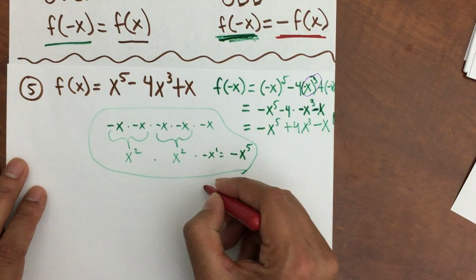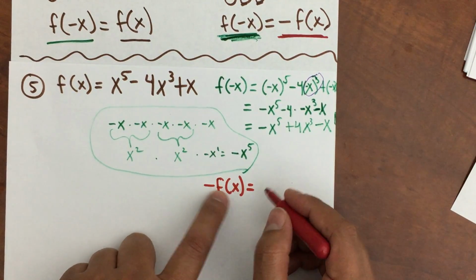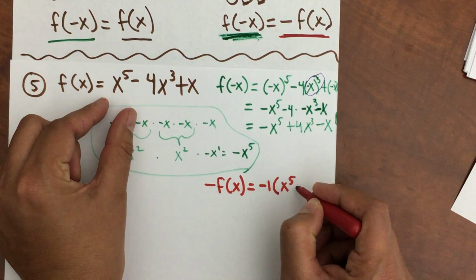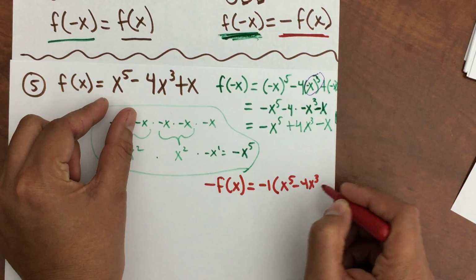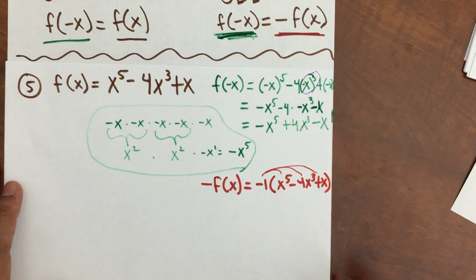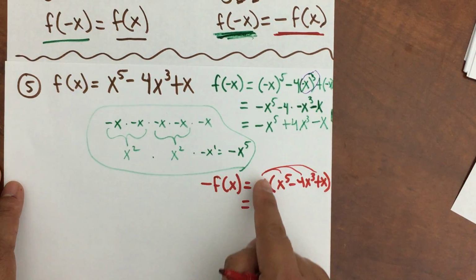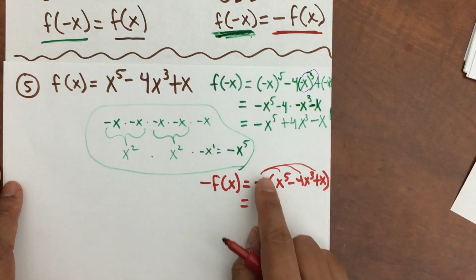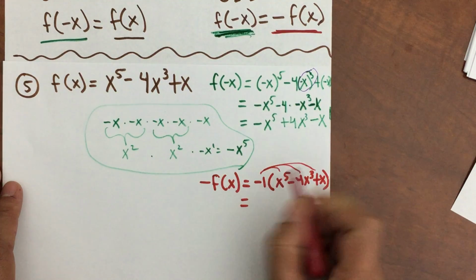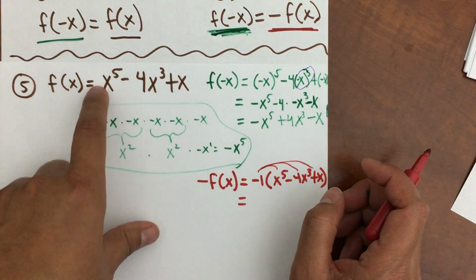But let me show you with the negative f of x, doing the steps. That means that you're multiplying negative times the original function, so negative 1 times x to the fifth, negative 4x cubed, positive x. We do the distributive property, and the answer is, notice that when you have this, you can either put the 1 or not put it. It's up to you. It can be imaginary and you just multiply the signs. Or you can eliminate this step and say, when I multiply by a negative, all it does is change the signs in here.